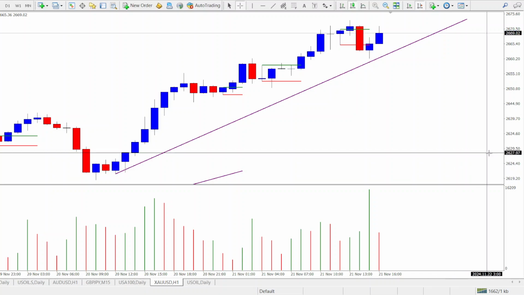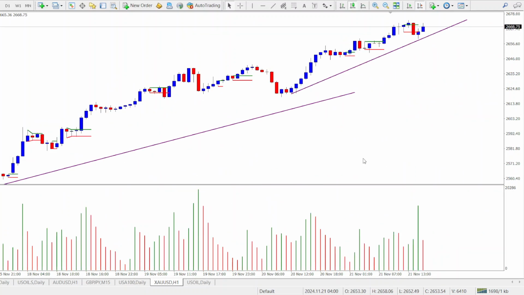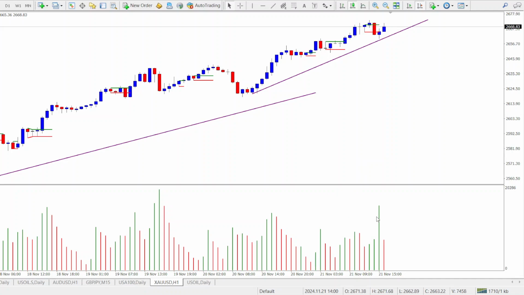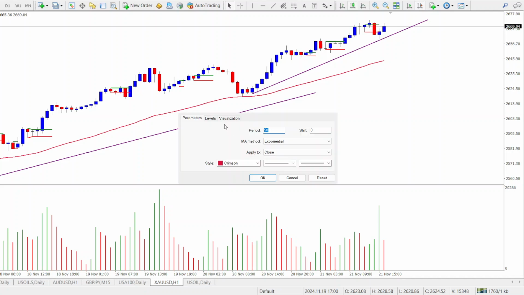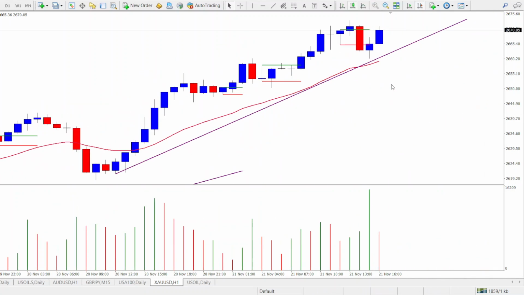Now, when you are using this pattern, I'm going to recommend that you confirm with the volume indicator. Check for volume spikes. You can also add other indicators such as the moving averages or the MACD or stochastics or RSI, just for additional confirmation. You might want to use other indicators to confirm the entries and exits that you get from the breakouts.